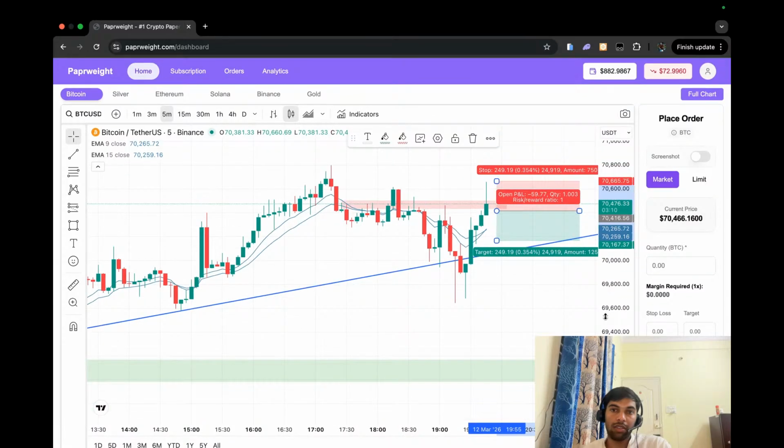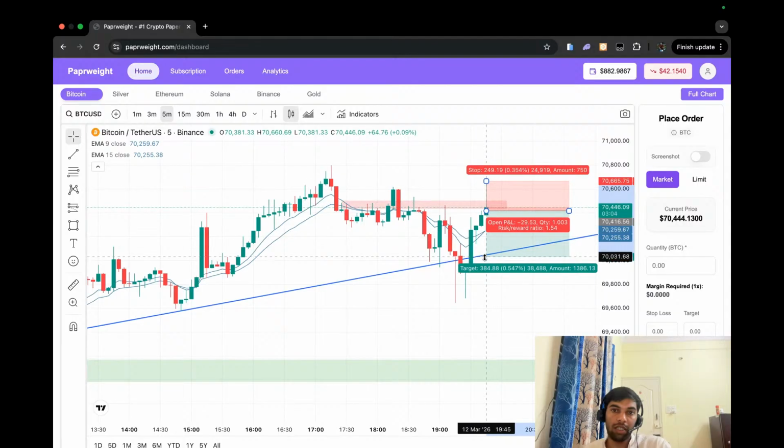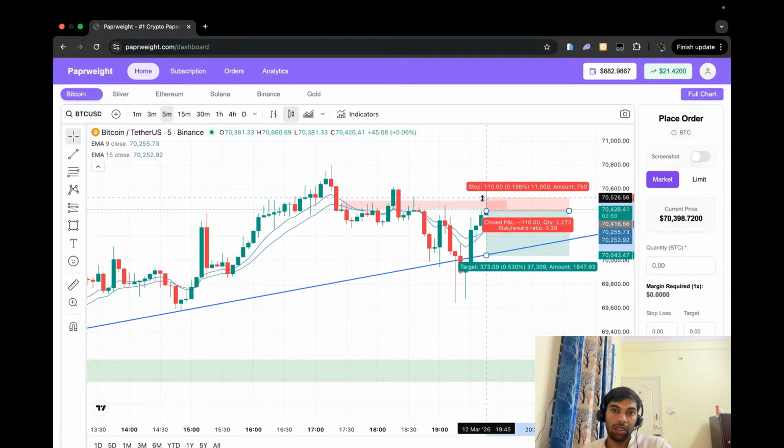And 1 second. Stop loss is quite high. It's fine, but target is also good. Stop. We'll not take this much of stop loss. We will take $110 stop loss.